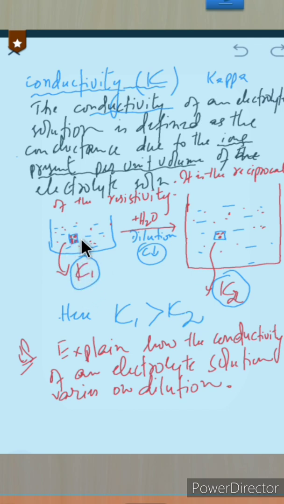So since the number of ions is large here, the conductivity will be more, and here the number of ions is less, so conductivity is less. So kappa 1 will be greater than kappa 2.